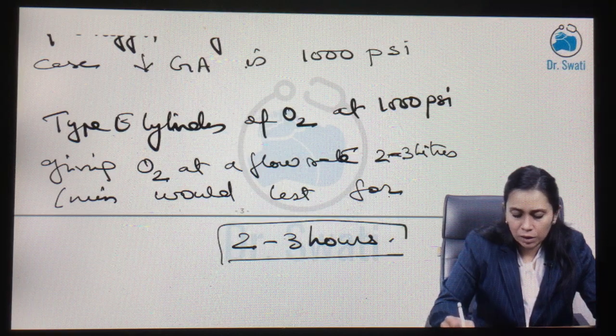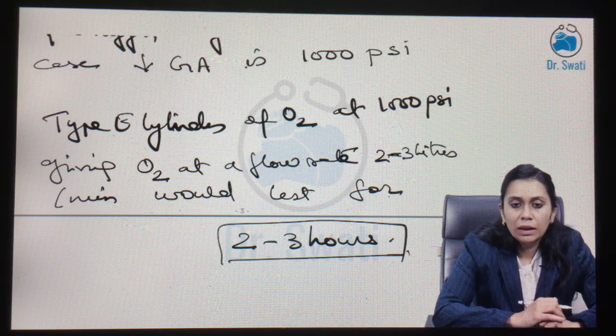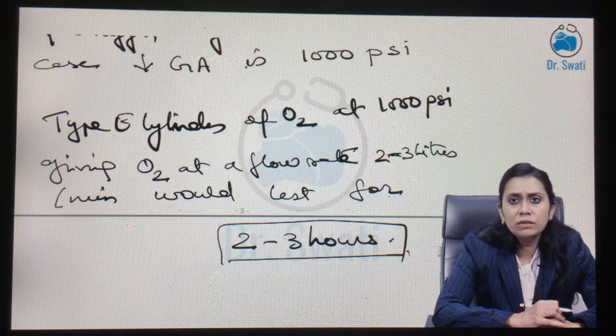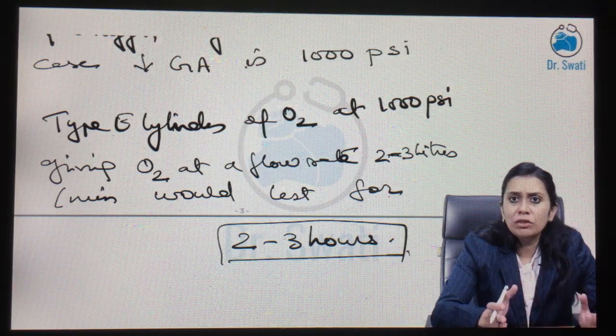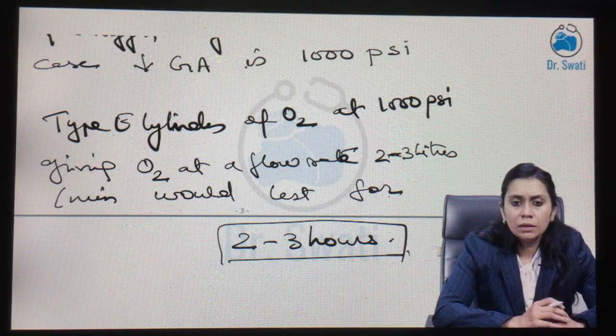Got it? So a type E oxygen cylinder at 1000 psi pressure, giving oxygen at a flow rate of 2 to 3 liters per minute, would last for 2 to 3 hours. We just have to remember this, right? Because this is a fact which was asked in exam and you have to memorize it. Minimum mandatory pressure is 1000 psi, and at a flow rate of 2 to 3 liters it will last only 2 to 3 hours. It will get empty in 2 to 3 hours, right? So this is all about the oxygen cylinder.